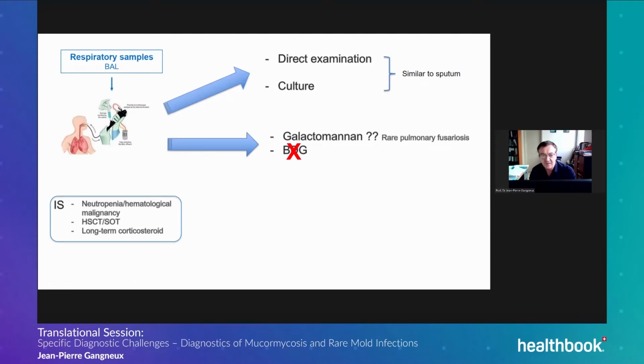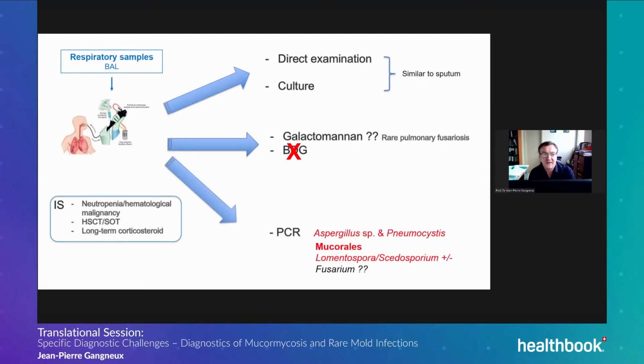Once again, the best tool regarding respiratory samples is PCR for Aspergillus, and we can also add Pneumocystis, of course. It will be an excellent tool for Mucorales. For Lomentospora and Scedosporium, it will be interesting, but to a lesser extent, as we will see. And for Fusarium, as I said, there are only few pulmonary fusarioses.